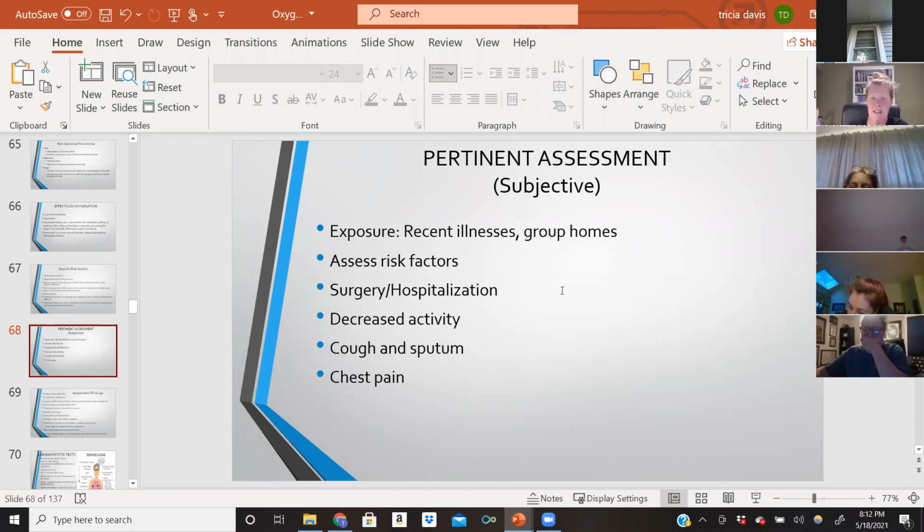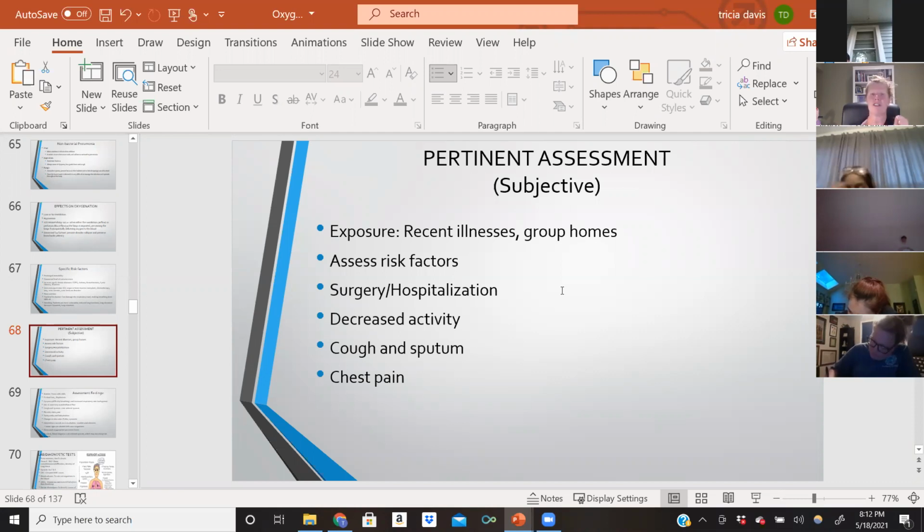You want to assess their risk factors. So have they had any transplants recently? Do they have COPD and they take steroids? What put them at risk for developing it? Maybe they just had a knee replacement and they're not getting up out of bed. We have to make sure we're getting them up, but that's a risk factor.